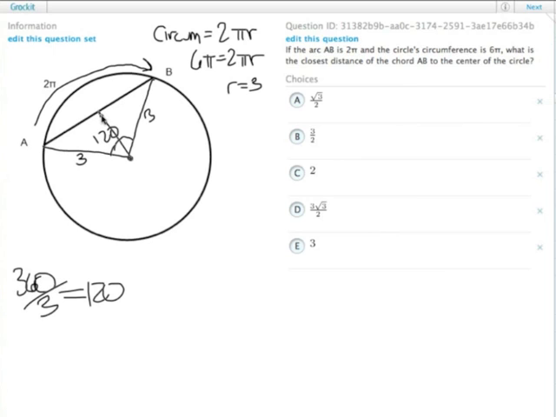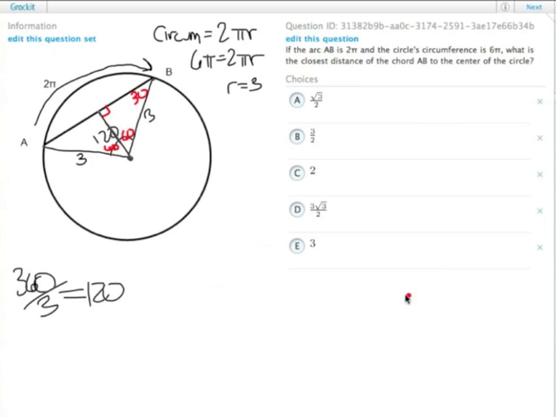If we draw this line, which is the shortest distance between the center and this chord AB, that will bisect that 120-degree angle into two 60-degree angles. So now this is 60 and this is 60. Because it's a perpendicular line, this is a 90-degree angle, which makes this a 30-degree angle, because all the angles have to add up to 180 in a triangle.